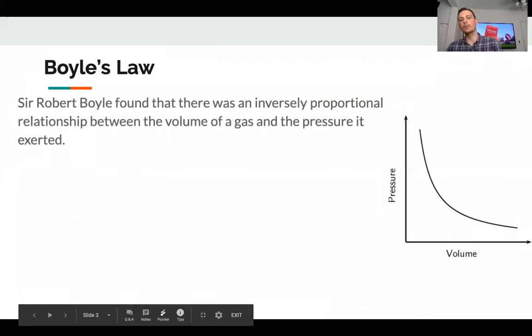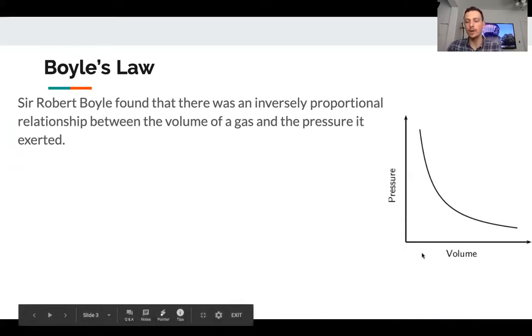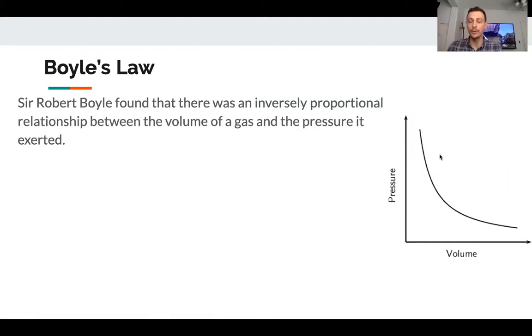Boyle's law was discovered by a man named Sir Robert Boyle, and he found that there was an inversely proportional relationship between the volume of a gas and the pressure it exerted. So we have this graph here, right? As the volume increases, as we get bigger and bigger, the pressure, or our y-axis, goes down. And the same for the inverse is also true, right? As you go to the left, as the volume gets smaller and smaller, the pressure goes up.